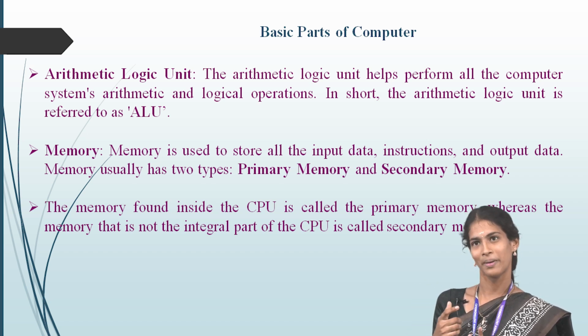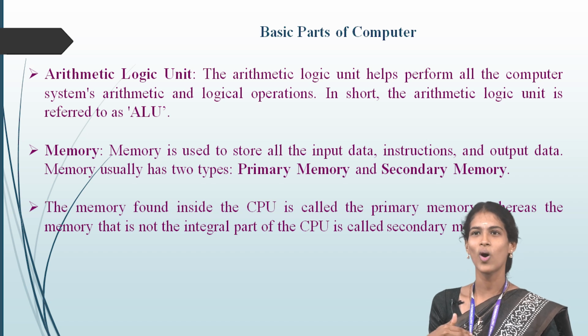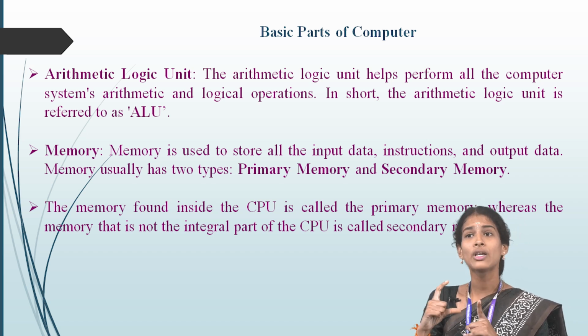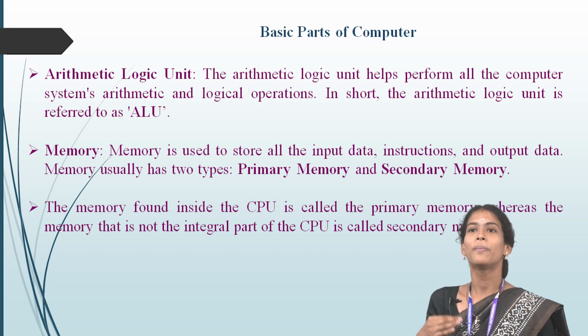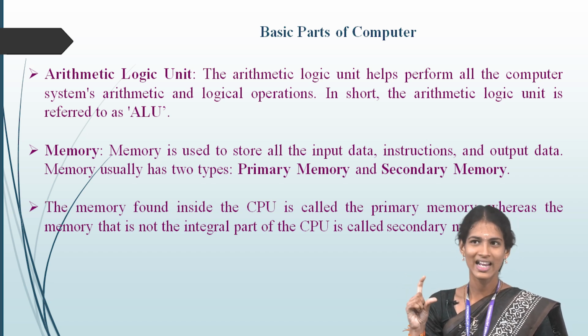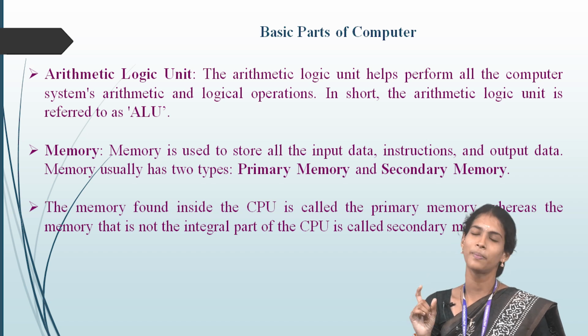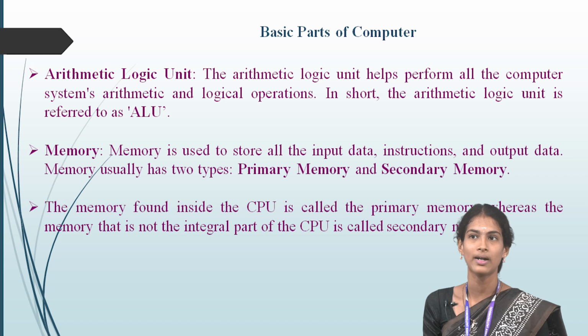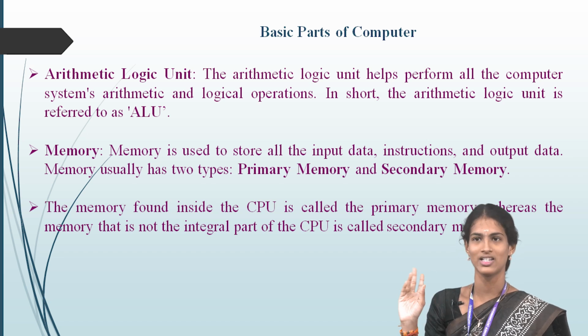The next topic, memory. Memory is used to store all the input data, instructions and output data. Memory usually has two types, primary memory and secondary memory. The memory found inside the CPU is called primary memory, whereas the memory that is not an integral part of the CPU is called secondary memory.